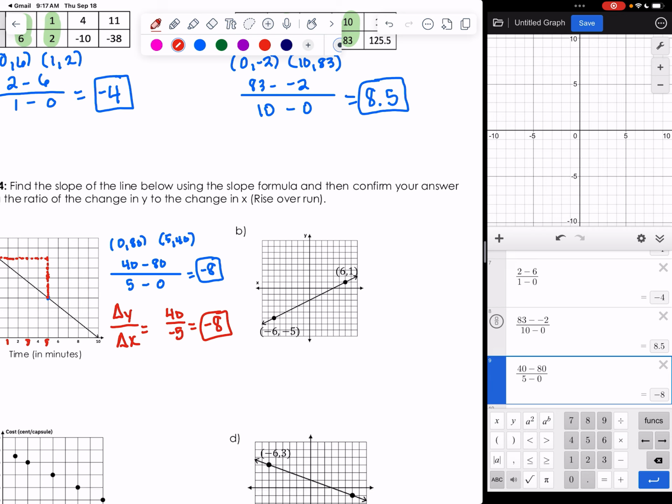All right, look at problem B. We have two ordered pairs, negative 6, negative 5. So I'm going to write that down right here.